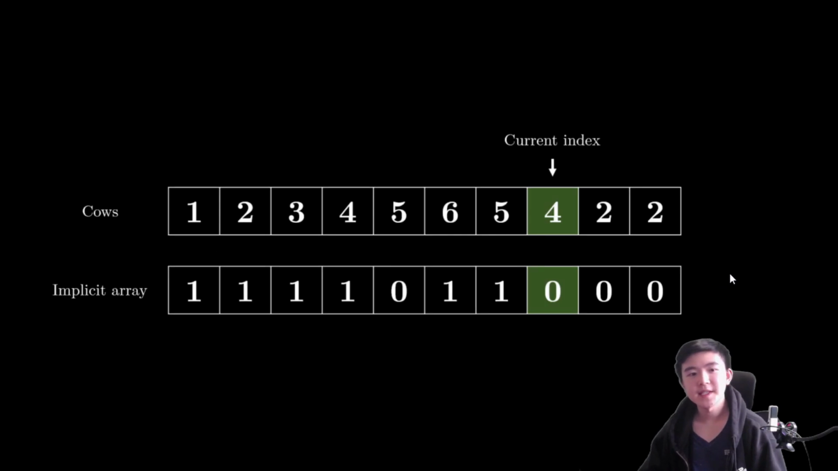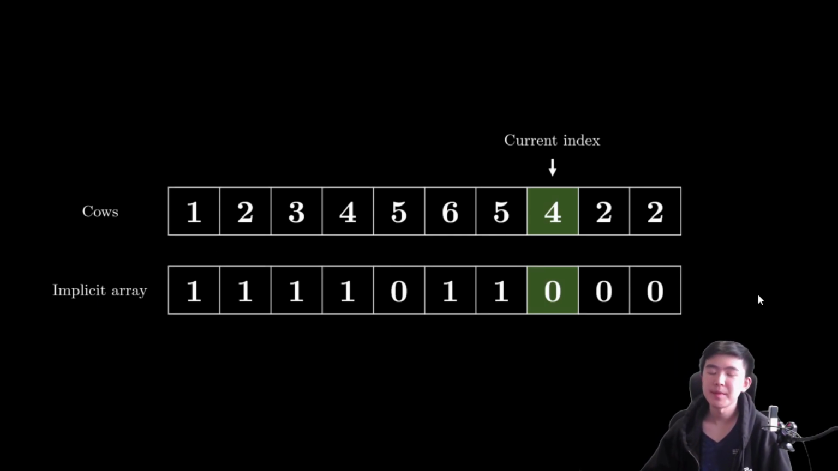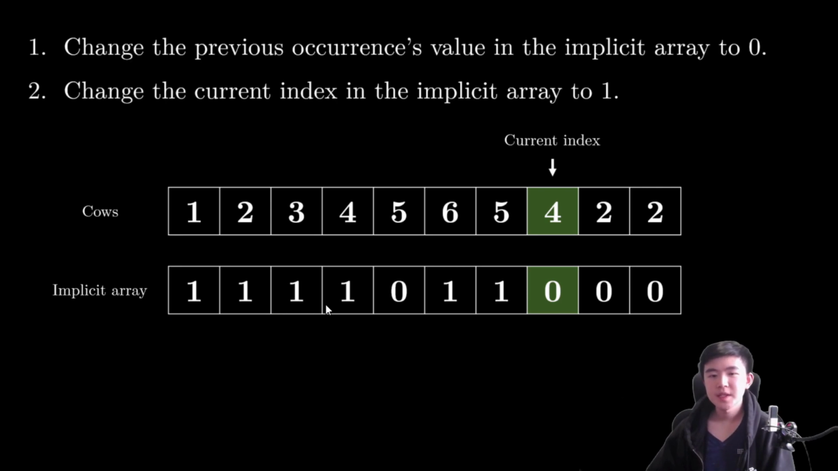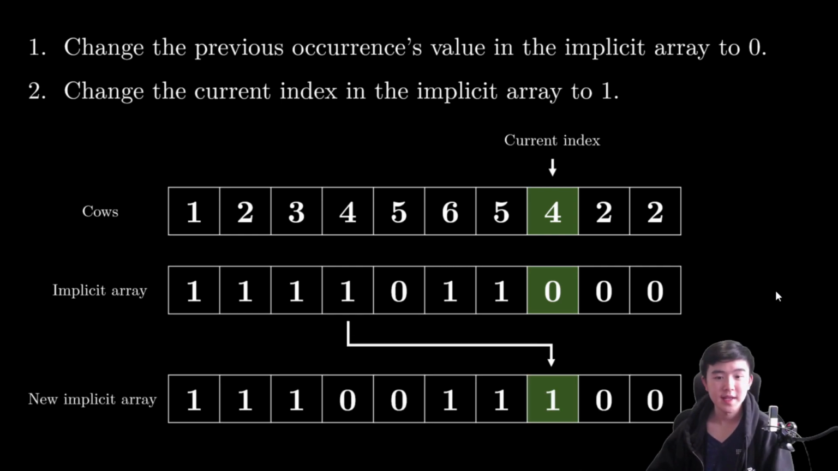So we have this example. We have our cows and we have our implicit array. We've looped through the cows, and now we're on this index, which points to a cow with breed 4. We also have our implicit array. So the first 2 steps: change the previous occurrence's value in the implicit array to 0 if it exists, and change the current index in the implicit array to 1. So that would modify our implicit array to look like this.